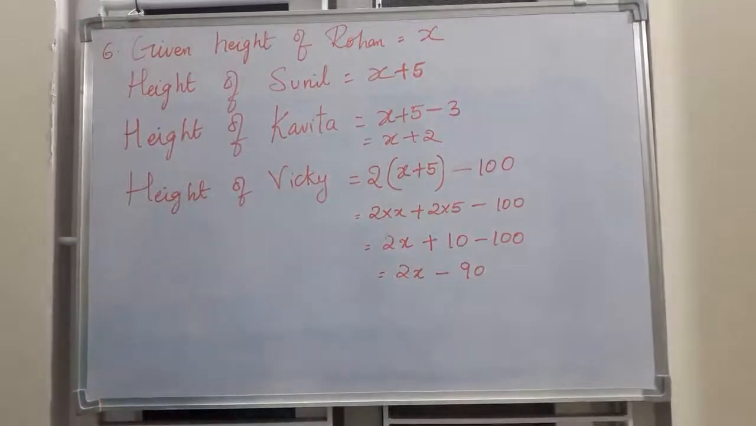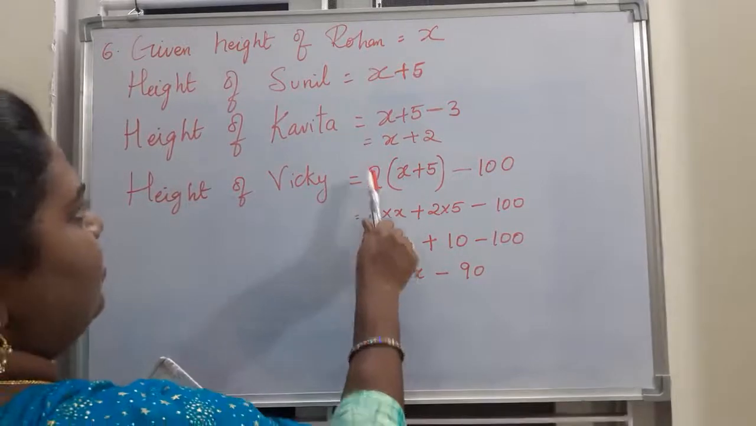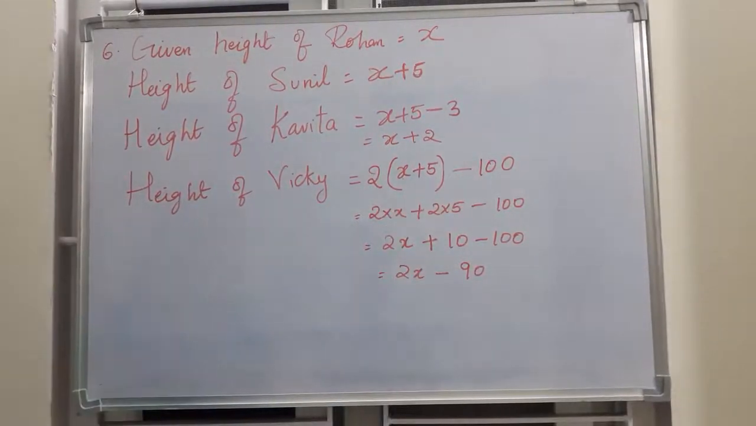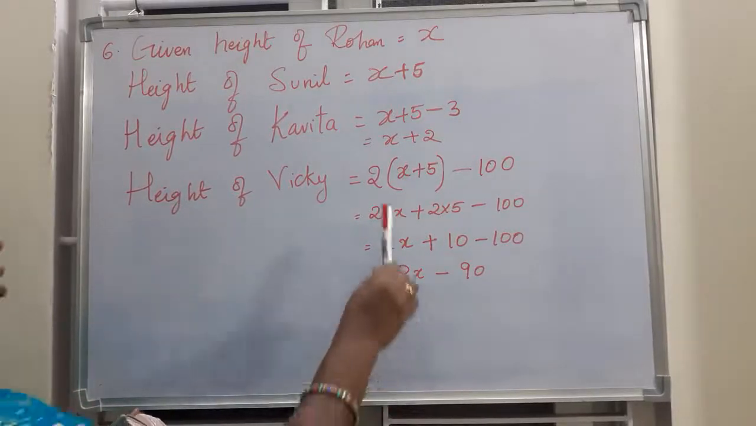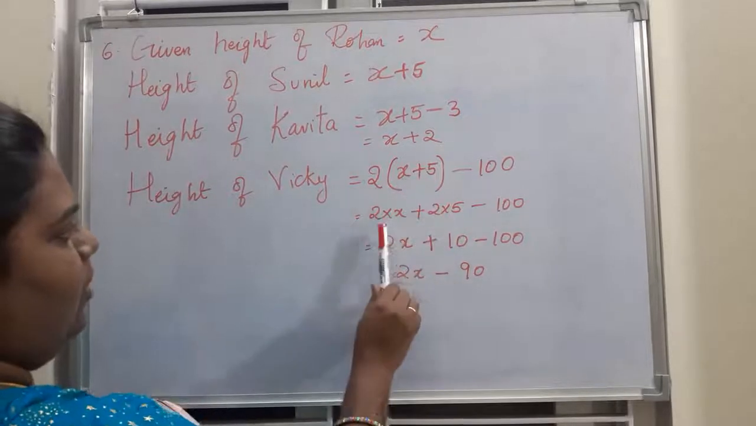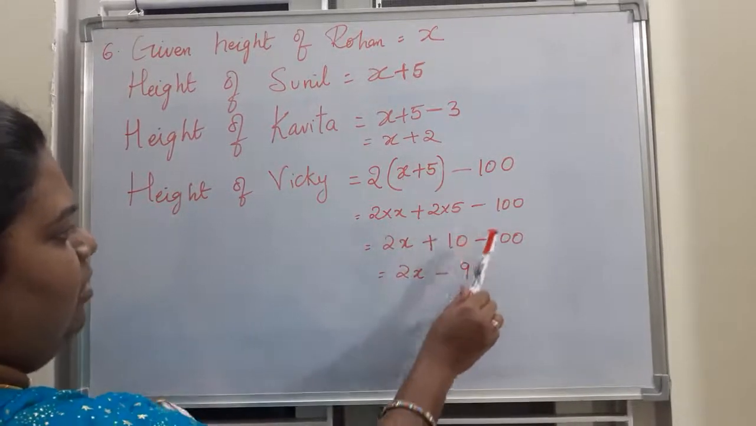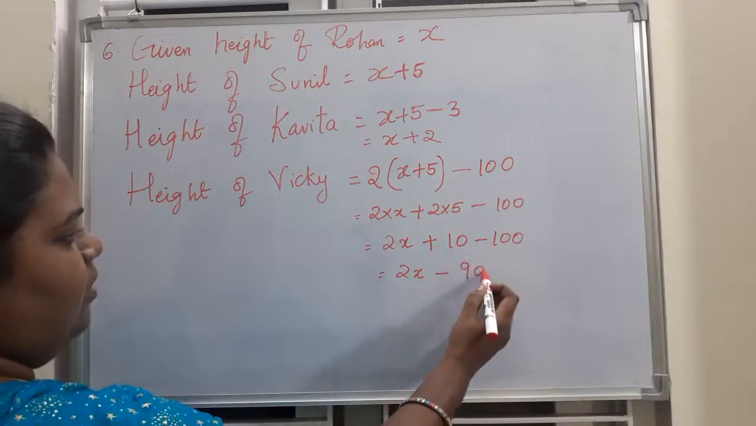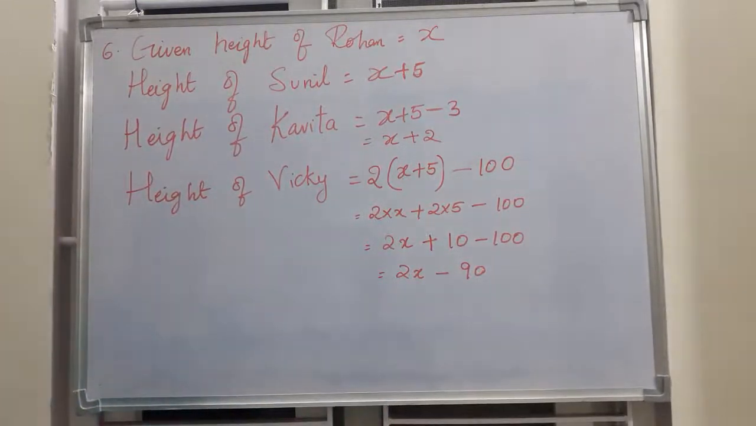So till here it is very easy. But for Vicky you have to be a little bit careful. Vicky is twice Sunil's height, and from this you have to subtract 100, because he has given it like that. So using the a into b plus c formula: 2 into x plus 2 into 5. 2x is 2x, and 2 fives are 10. Plus 10 minus 100 is minus 90. So you have to be very careful here, and listen to each sum twice. Okay.